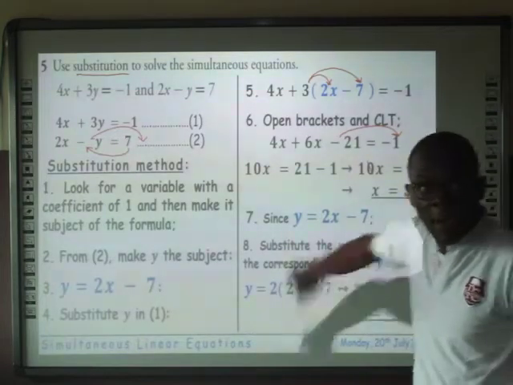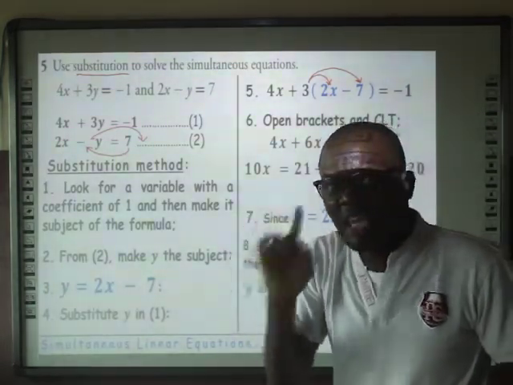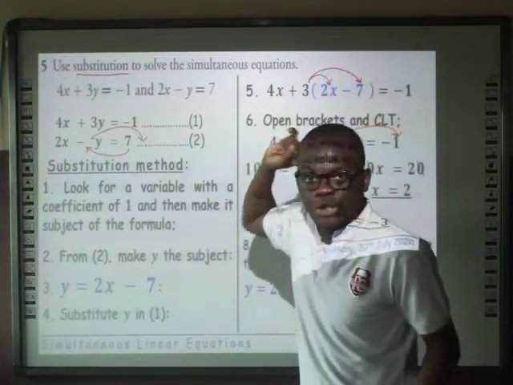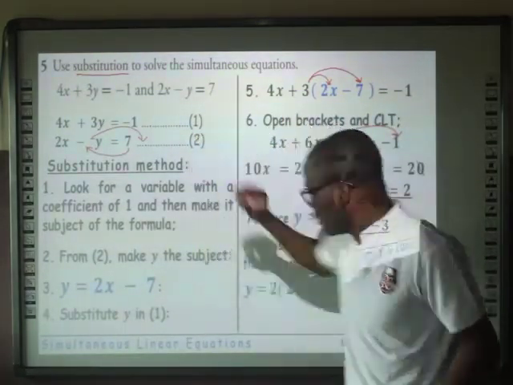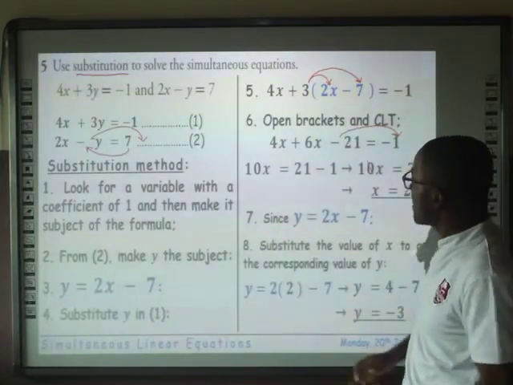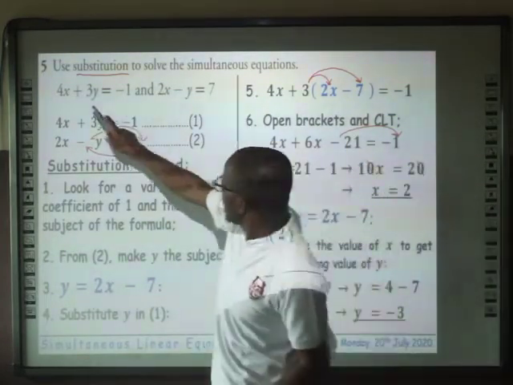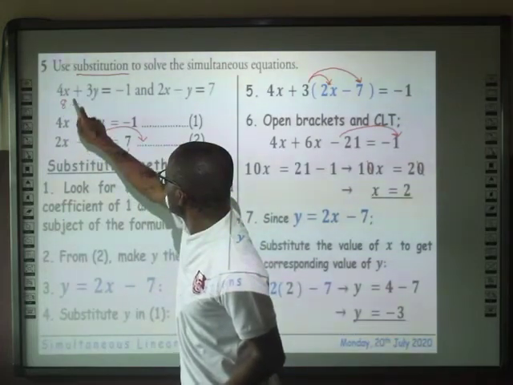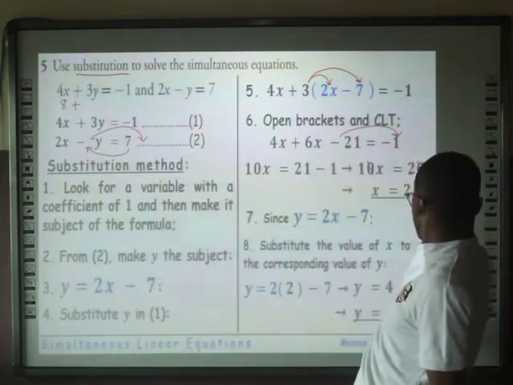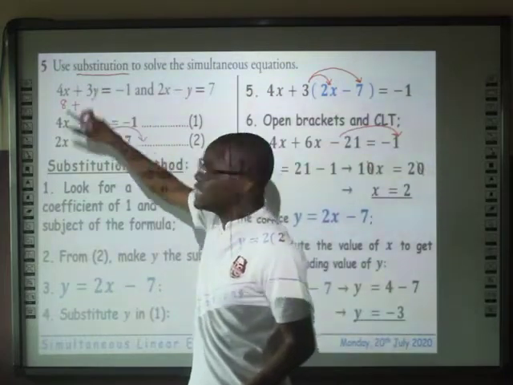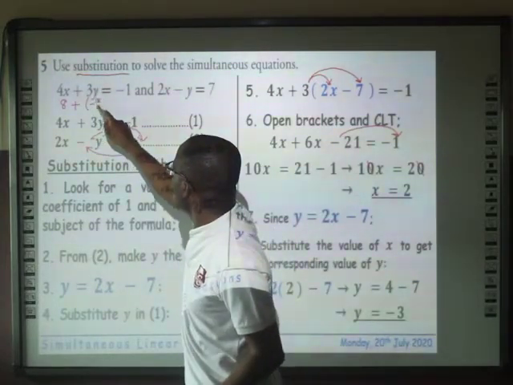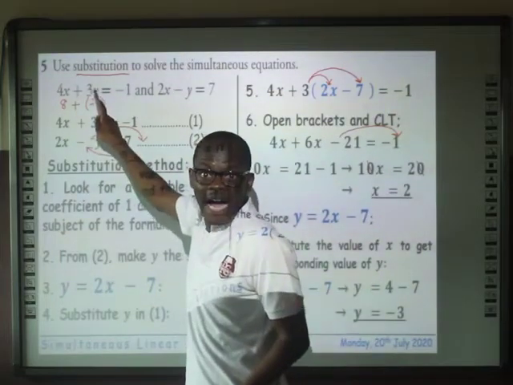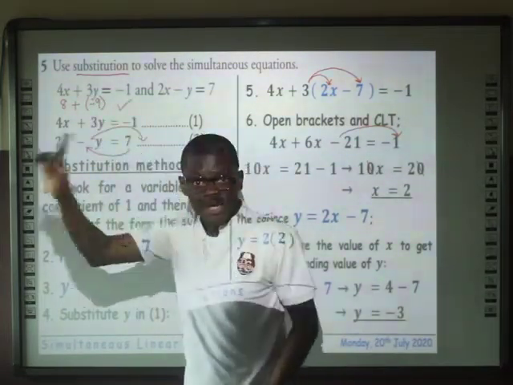So now we're done. But then, you need to check your answers by substituting this value of x and y into the original equation to be absolutely sure. So when x is 2, y is minus 3. 4 times 2 gives you 8, plus 3 times minus 3 gives you minus 9. So plus times minus gives you minus. 8 minus 9 gives you minus 1. So it's correct in the first equation.